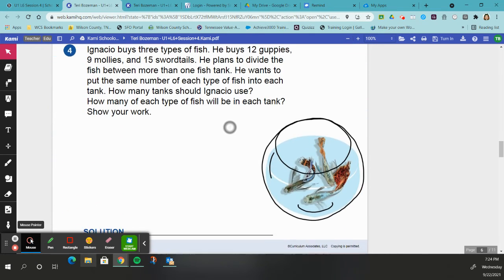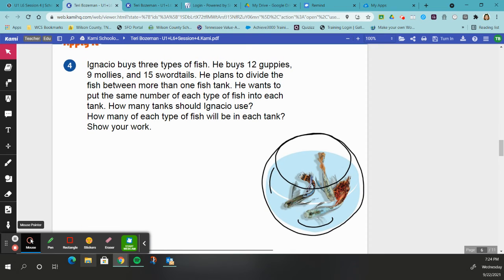Let's take a look at number 4. Ignacio buys 3 types of fish. He buys 12 guppies, 9 mollies, and 15 swordtails. He plans to divide the fish between more than one fish tank. He wants to put the same number of each type of fish into each tank. How many tanks should Ignacio use? How many of each type of fish will be in each tank?